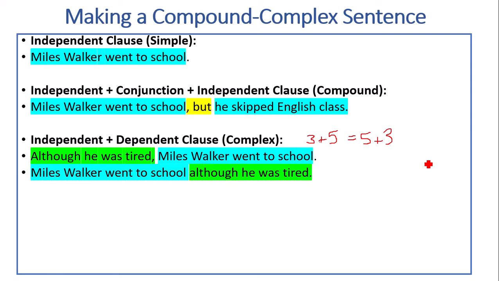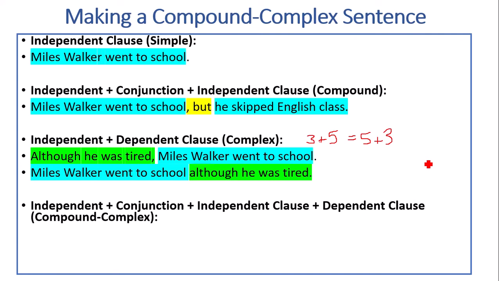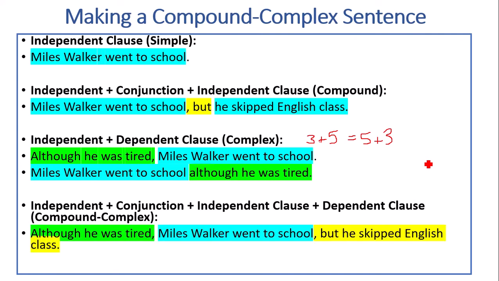So let's make this into a compound complex sentence. We're going to join the two together. Although he was tired, Miles Walker went to school, but he skipped English class. So we have our dependent, our independent, our conjunction, and our other independent. All three of those together make the compound complex sentence.